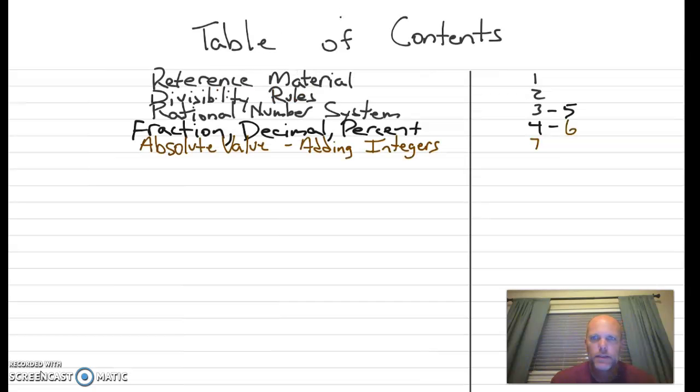For your table of contents, today it's absolute value and integers. We're going to start with just being on one page, but it is going to take more than that. Don't forget that your pages aren't going to match mine exactly.